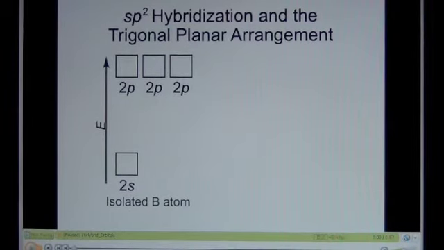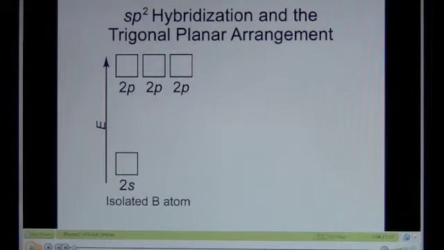If we take an isolated boron atom, it has a valence of 3. It has 2 electrons in the outermost sphere, that is the 2s, and it has 1 electron in one of the dumbbells, in one of the 2p orbitals. So it starts off with 3 electrons, and these 3 valence electrons are not going to have the same energy. 2 of them are in that sphere, and 1 of them is in that dumbbell.